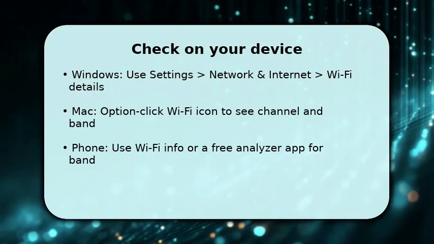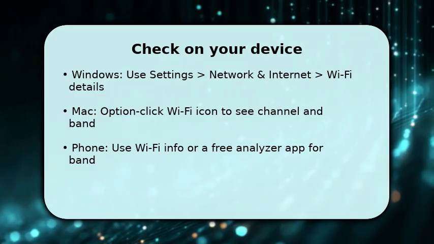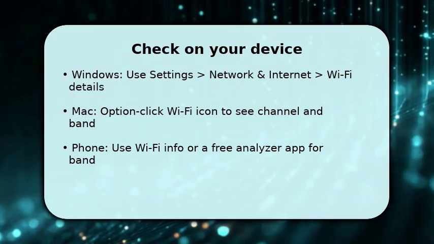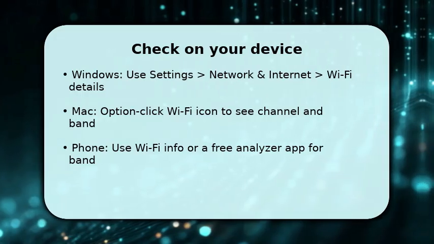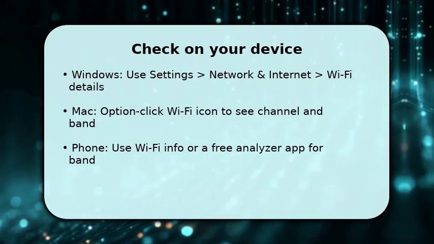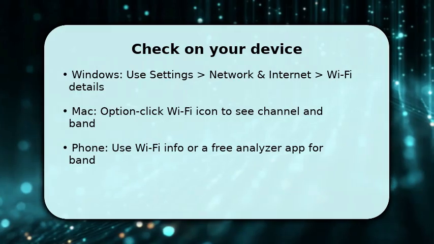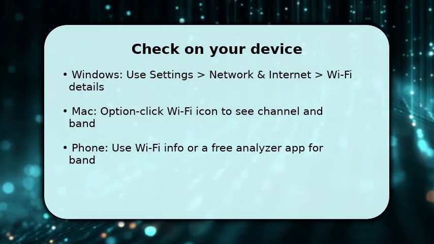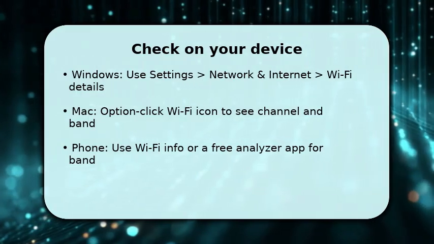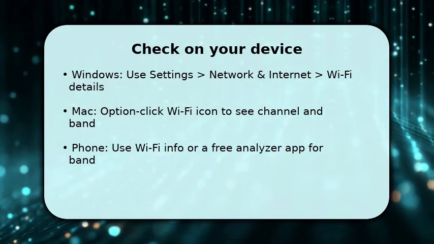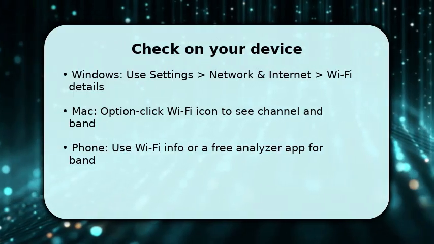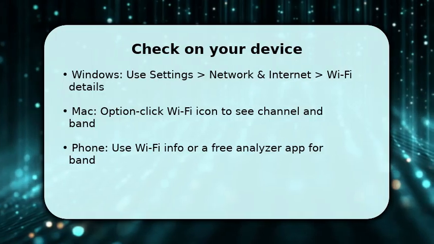Now check the band from the device you're using. On Windows, open Settings, Network and Internet, then Wi-Fi and view the network details to see channel or band. On Mac, click the Wi-Fi icon to reveal channel and whether you're on 4 or 5 GHz. On Android or iPhone, open Wi-Fi info or install a simple analyzer app that reports band and channel.